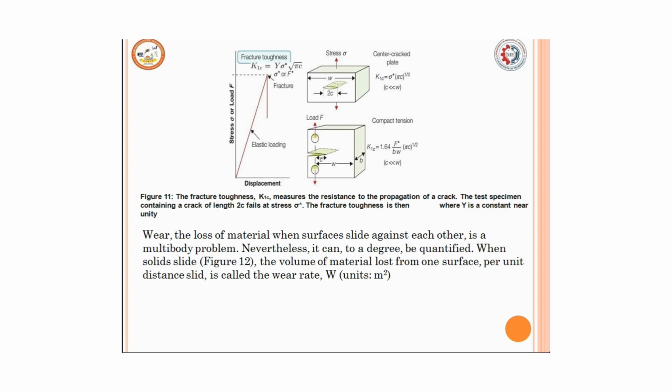Where loss of material occurs as surfaces slide against each other, it is a multi-body problem. Now here we'll be able to know the toughness of the material by applying the loads with the slots indicated over here. Here there are two slots where you'll be able to check the material loss from one surface per unit area of slide, which is known as the wear rate.